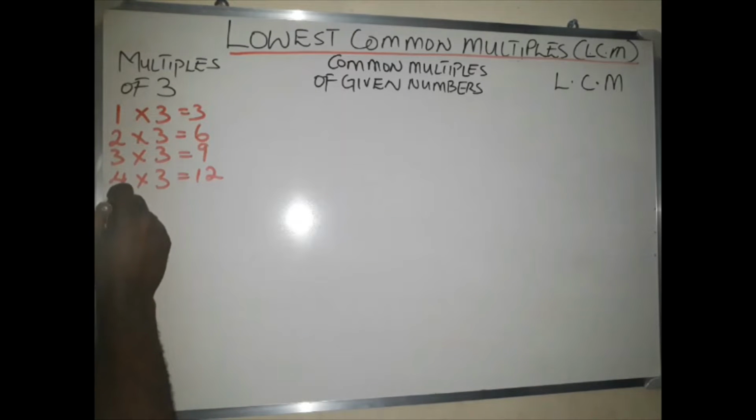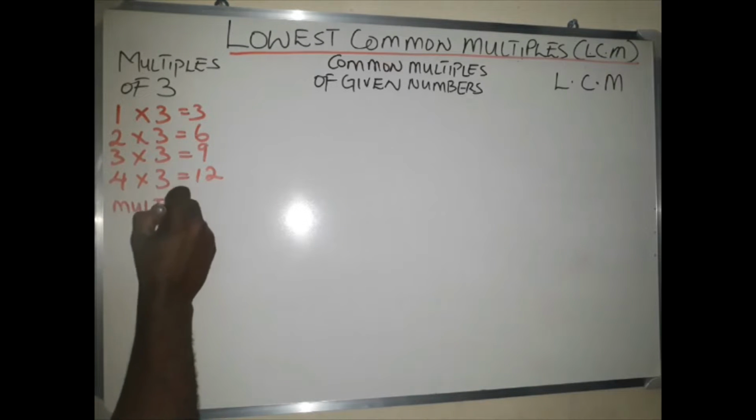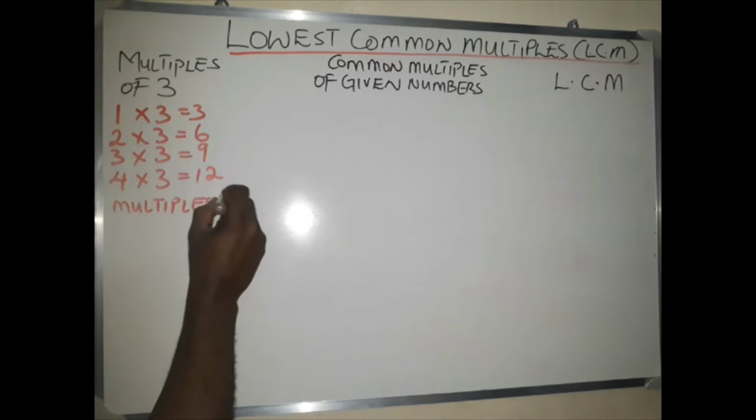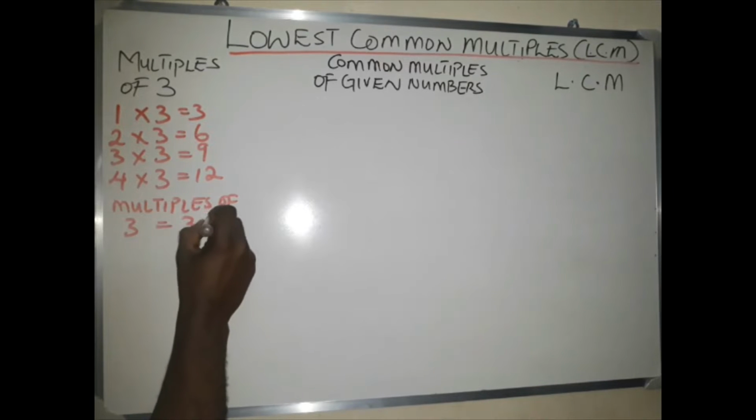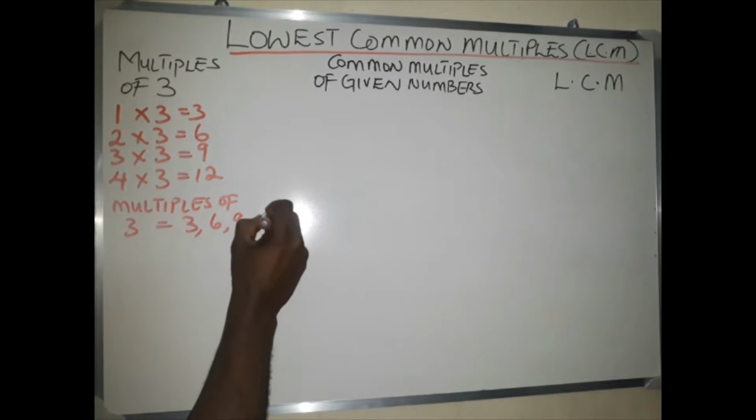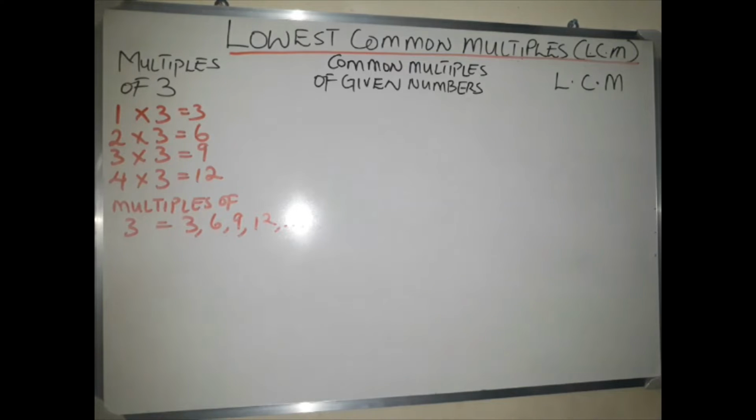So examples of multiples of 3 will be 3, 6, 9, 12, and so on and so forth.